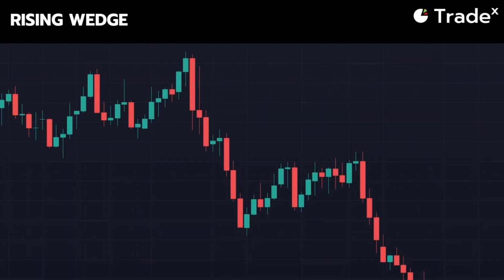After a prolonged downward move, the price encounters a pullback that forms a rising wedge pattern. Buyers and sellers engage in a struggle, but ultimately, sellers prevail, pushing the price down and breaking the pattern.